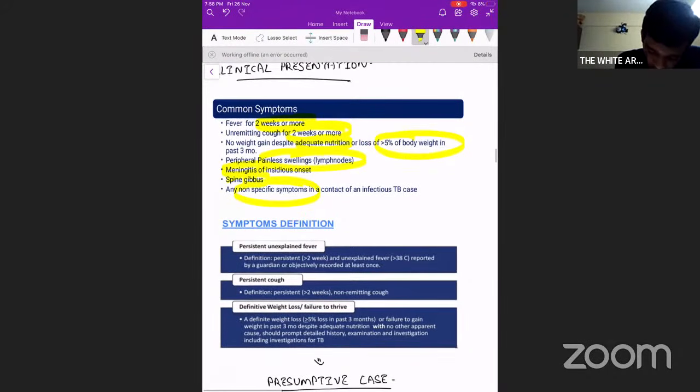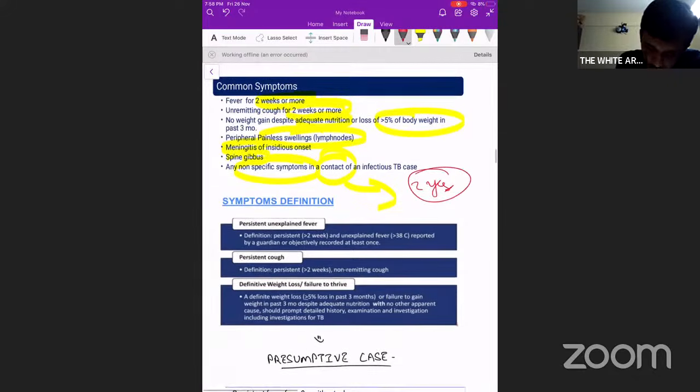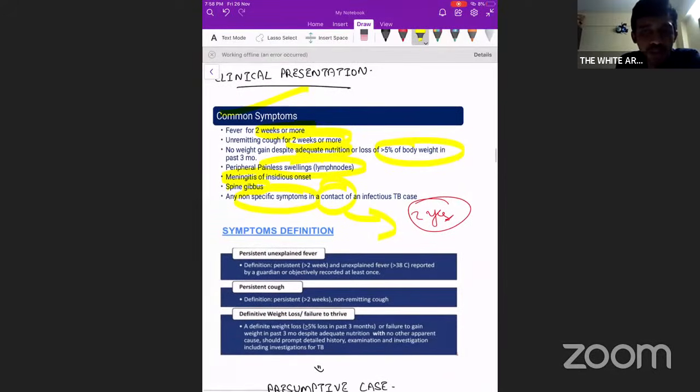And who are these contacts? When does this contact become significant? Can we call them a contact if they've been in touch with an infectious TB patient 10 years back or something? No, right? So when does this become significant? Can anyone answer? Anyone on YouTube would like to answer? Yes, very good. It is 2 years. 2 years is the significant time that is taken. So these are the common symptoms by which they will present to us.